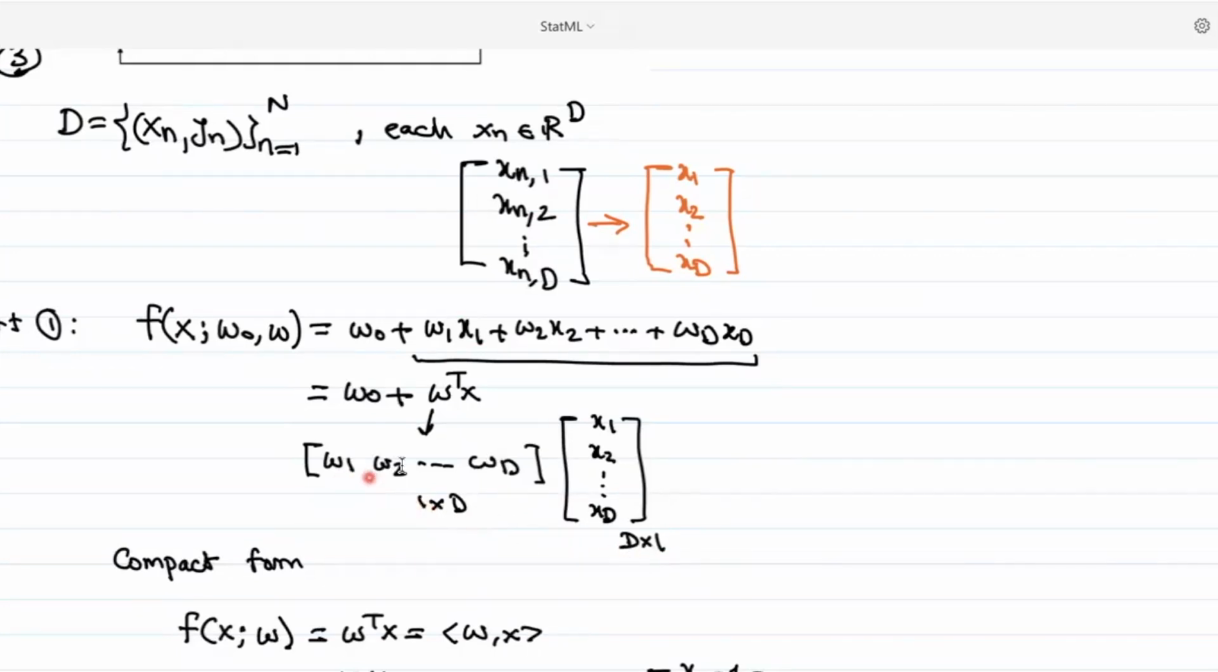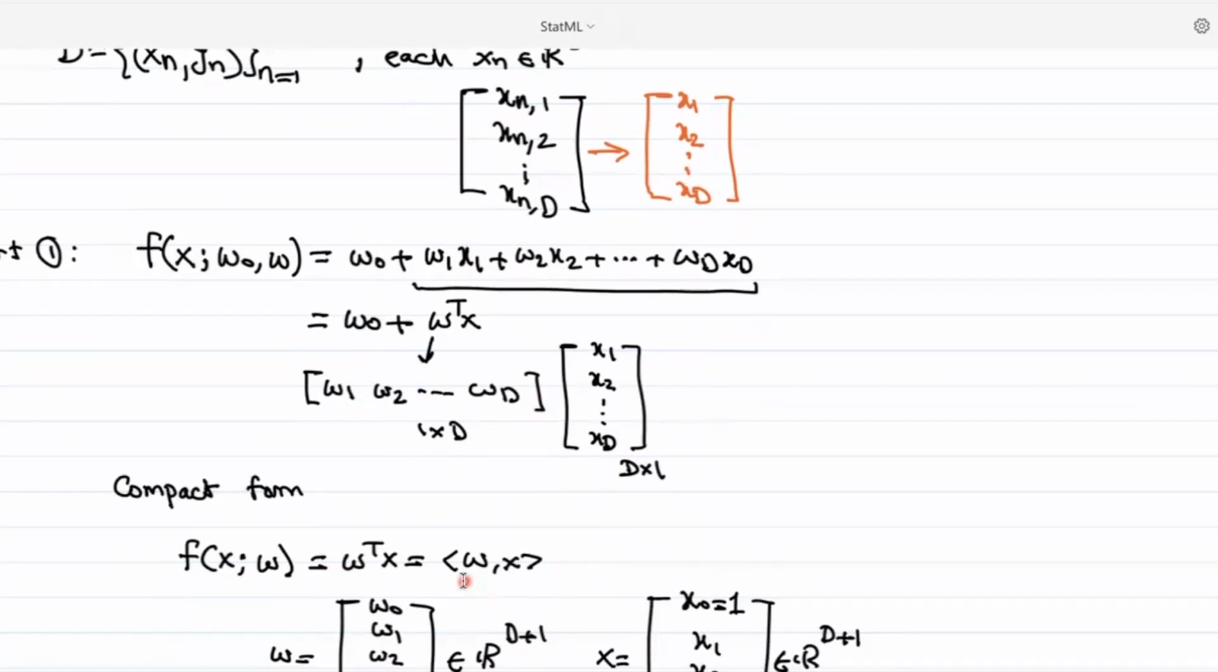Now if we do this multiplication, the result is 1 by 1, which means that it's a scalar, and it's the sum of the products, meaning W1 times X1 plus W2 times X2 up to WD times XD. We can also write this as simply the dot product or inner product between W and X. And by definition, this is equal to W transpose X when you assume that W and X are both column vectors.